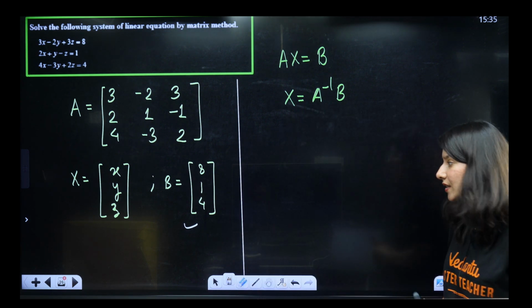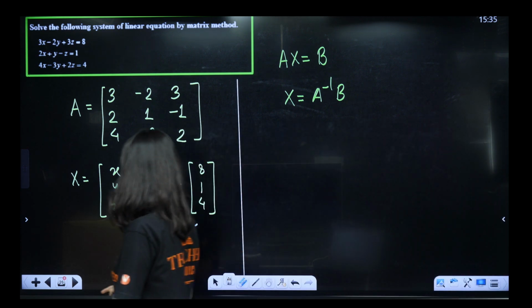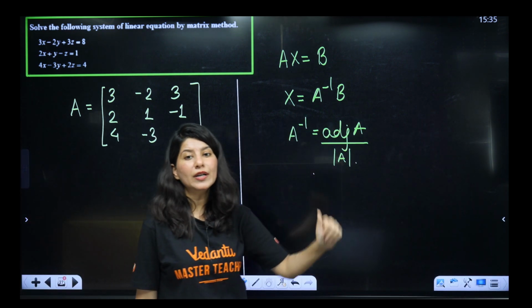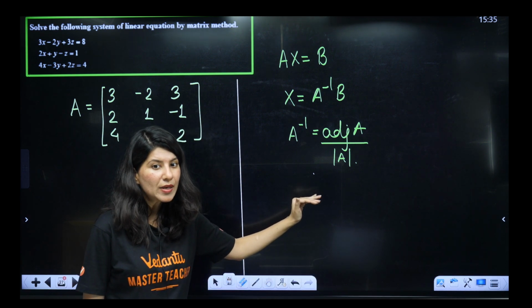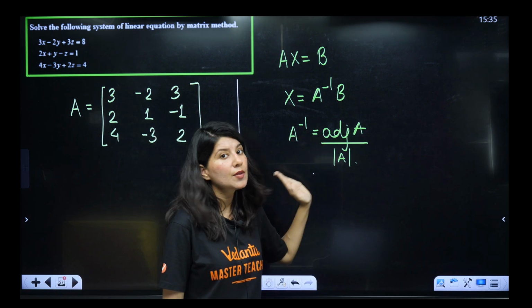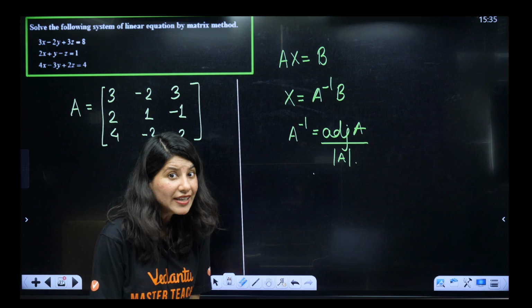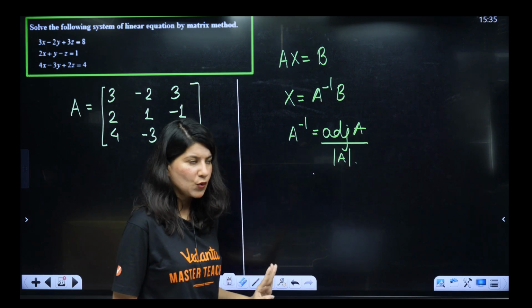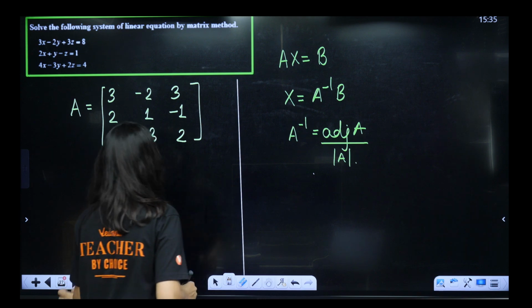Now what is A inverse? What is the formula for A inverse? So A inverse is nothing but adjoint A upon determinant A. This is the formula. A inverse is adjoint A upon determinant A. To calculate A inverse, you need two things: adjoint A and determinant A. Determinant A, so you can easily calculate, right?